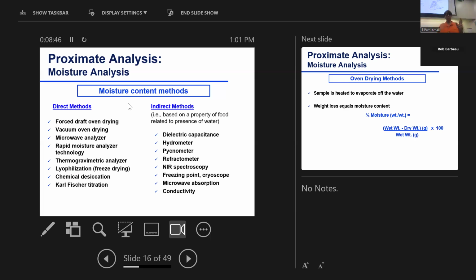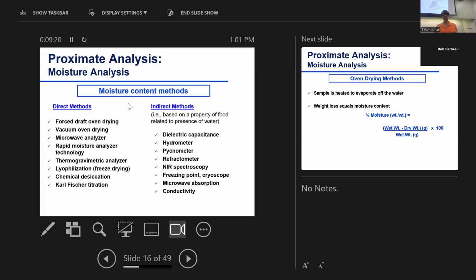But another one that is really good if we want a quick measure of moisture is the rapid moisture analyzer. I'll talk about it later, and it's very commonly used when you want to measure moisture very quickly, either for quality assessment during production, or if you're a researcher in the lab and you want a quick idea of your moisture content.